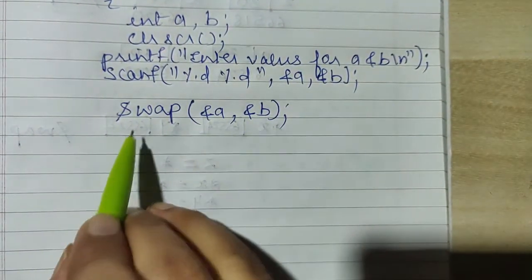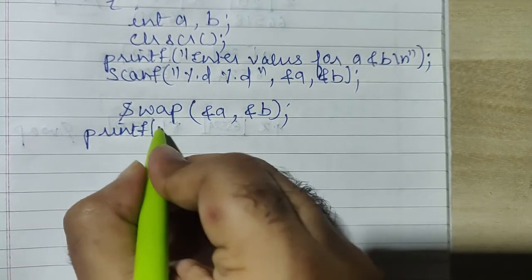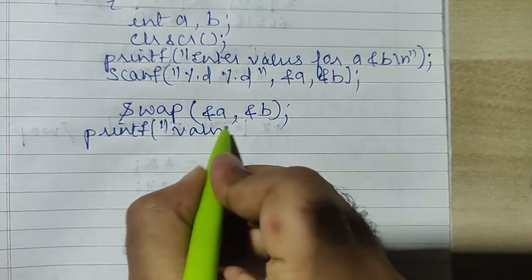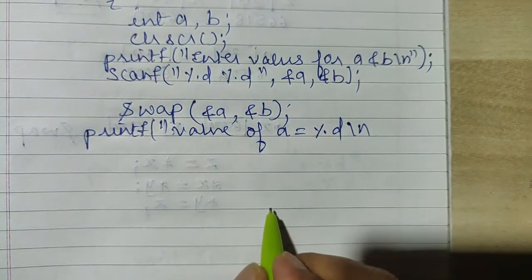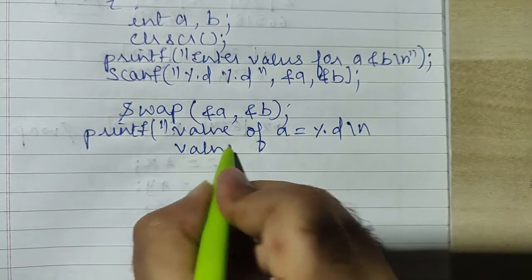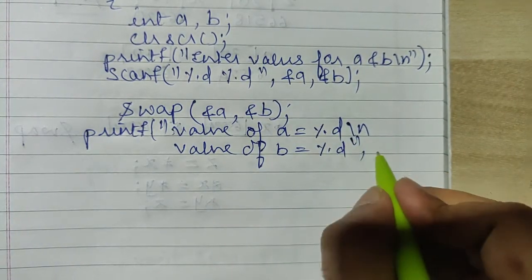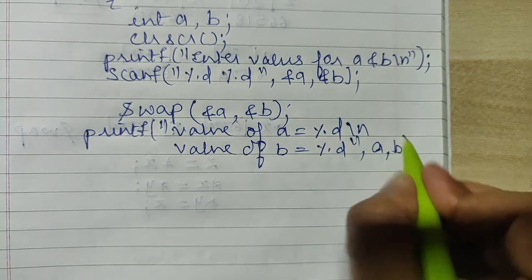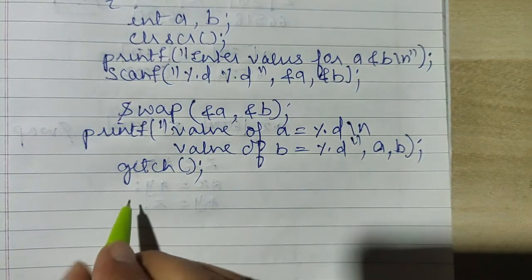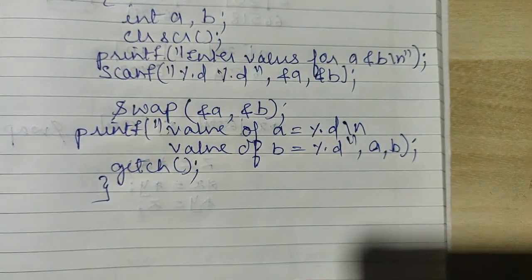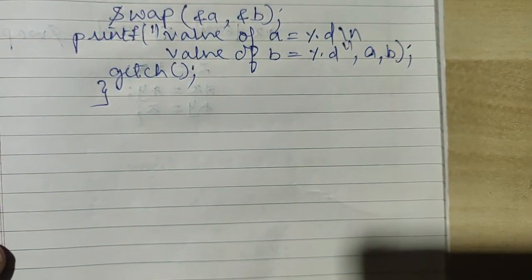After the swapping is over, when I come back to the main function, I shall print the values of A and B. So value of A is equal to %d \n. Value of B is equal to %d, double quotes complete, comma, and here I'll mention A comma B. And then comes getch, which is used to keep the result on the screen after the program has been run. And now we will define the called function, that is swap.